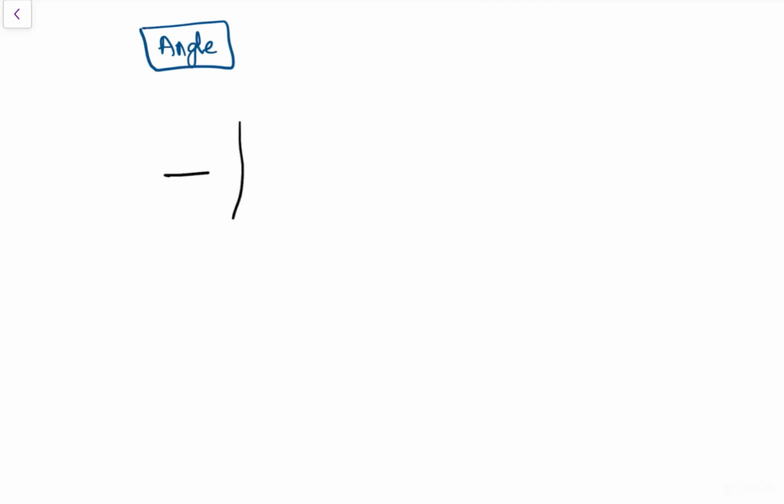Then after that we will discuss the angle concept. See, angle, how do you see it? This is north, this is south, right? And this is west and this is east. Okay. So between north and east it is 90 degrees, you know, right? 90 degrees.